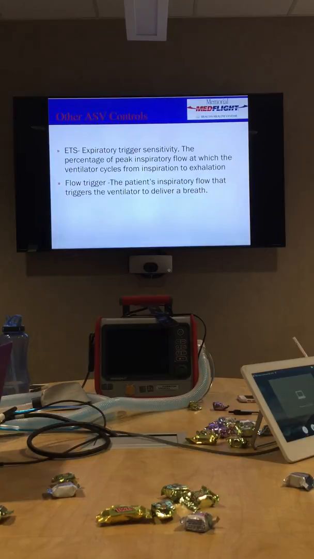So these are just some words that you're going to see, because how the Swiss define certain things and how we define certain things are a little bit different. And we weren't quite able to change all of the labels on these. So ETS is something that you're going to be able to adjust, and it's called expiratory trigger sensitivity. And it's the percentage of peak inspiratory flow at which the ventilator cycles from inspiration to exhalation.